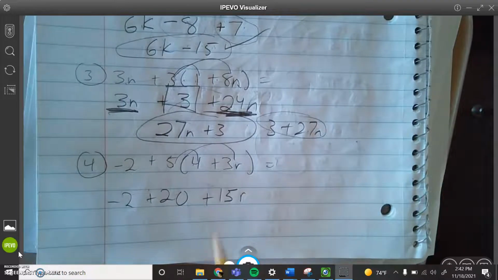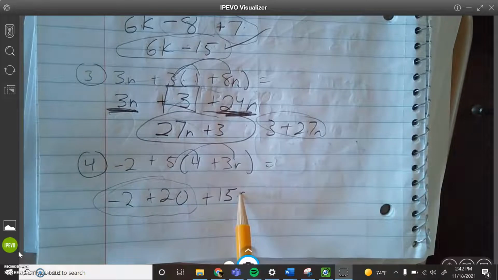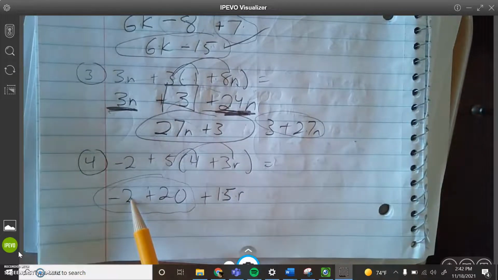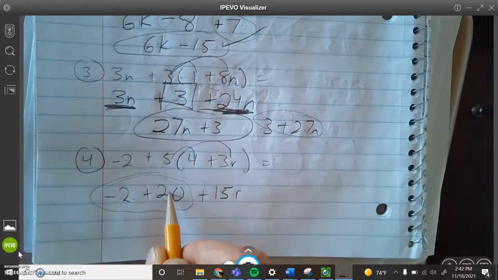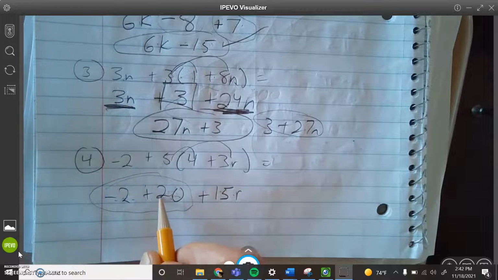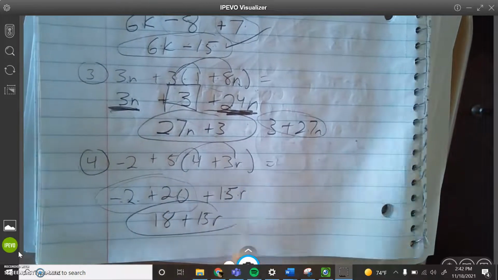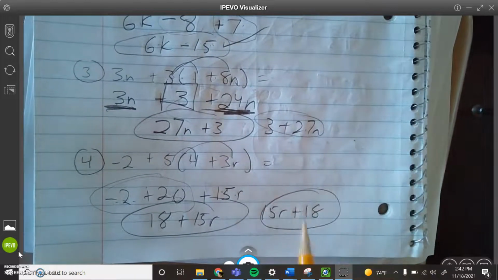15r. What goes together? Uh-oh, the negative 2 and the 20. Those are like terms. The one with the r is not the same. So 20 minus 2, because when you add, the order doesn't matter. I can add on this side. I can start here. 20 plus negative 2, or 20 going down for 2, is 18 plus 15r. Or 15r plus 18. Same thing.